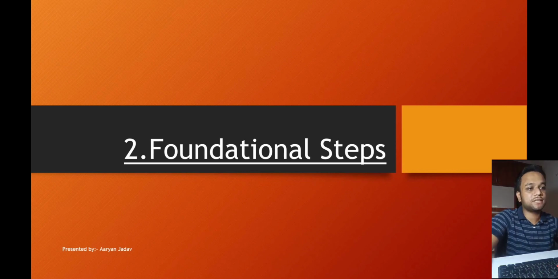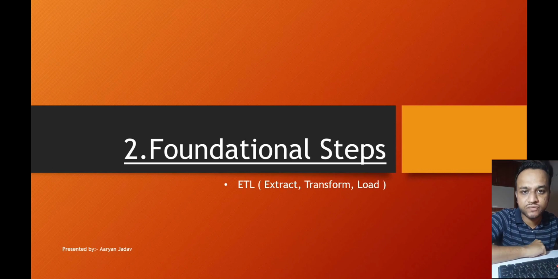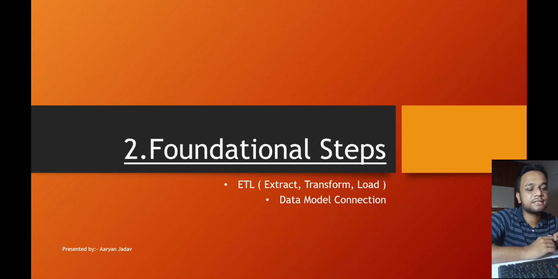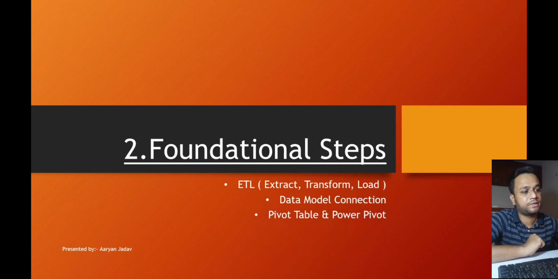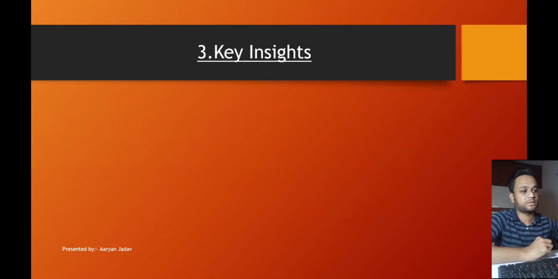Okay, so let's see the steps of the project. The first is the ETL process. ETL means extract, transform and load. First I extracted the data from different CSV files into Excel files, and then I did the data cleaning to transform the data, and then I loaded the data in Power Query. The second is the data model connection. I established a connection between the dimension tables and fact tables in the data model of Power Query. Then I used the full power of functions like pivot table and power pivot to generate insightful reports.